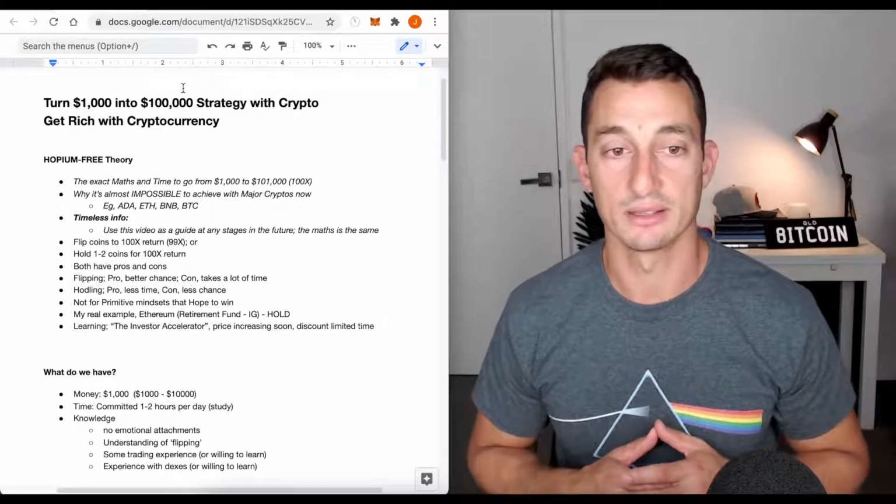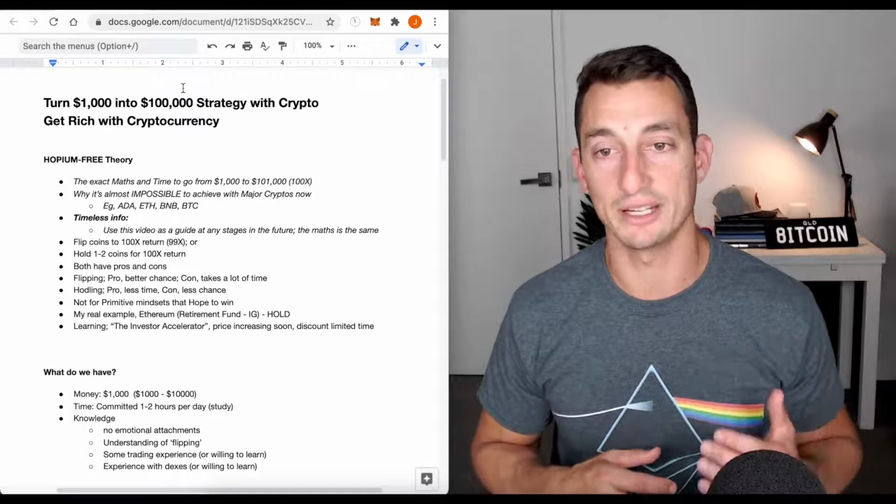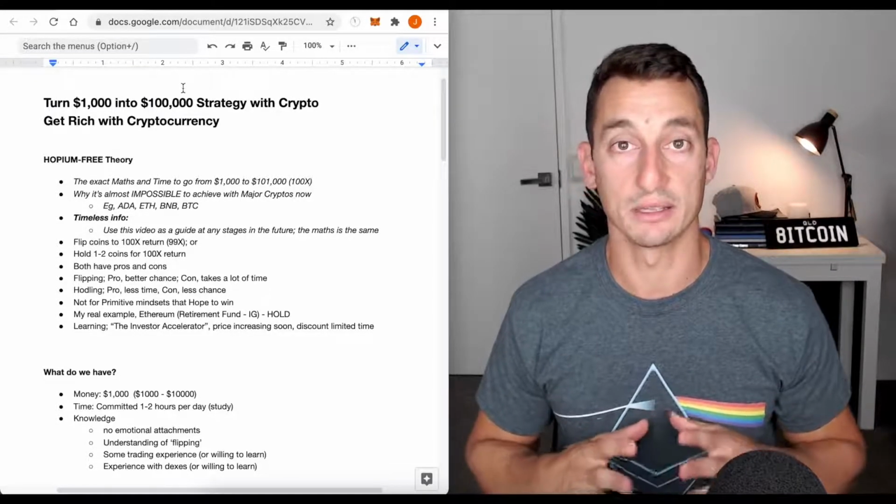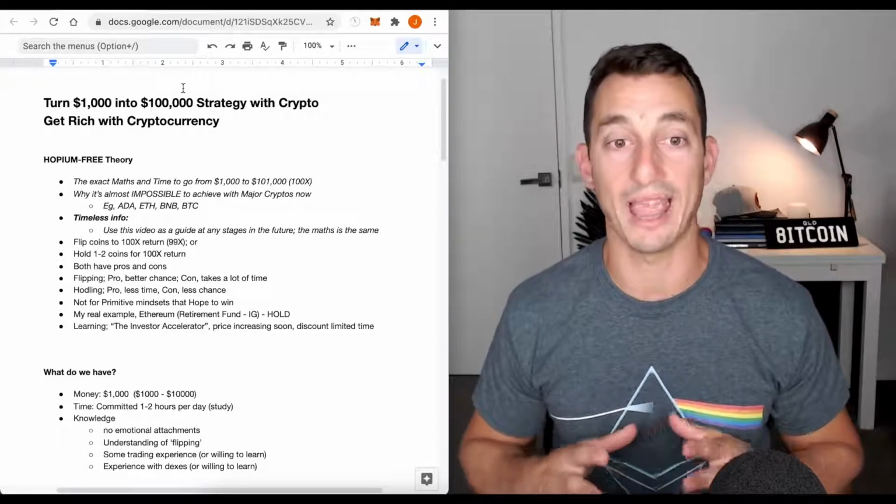Flipping these coins, the pros, better chances of getting to that 100x. The con, it takes a lot of time. It's going to take some of your time throughout the days, weeks, and months.